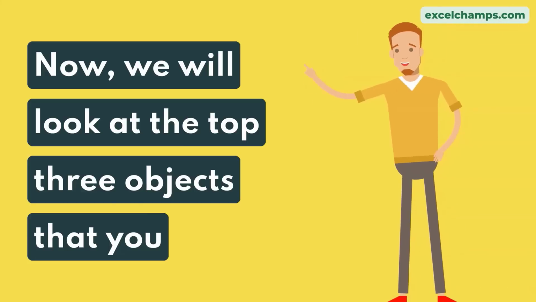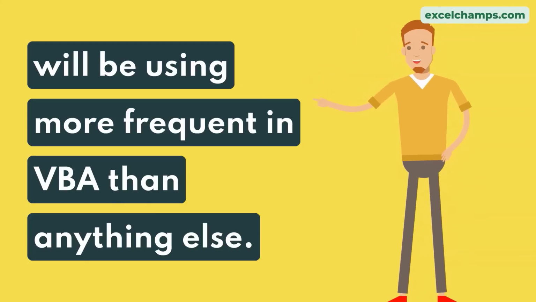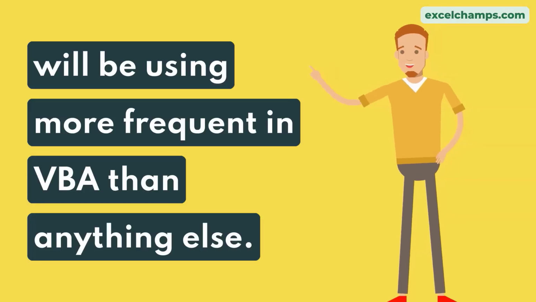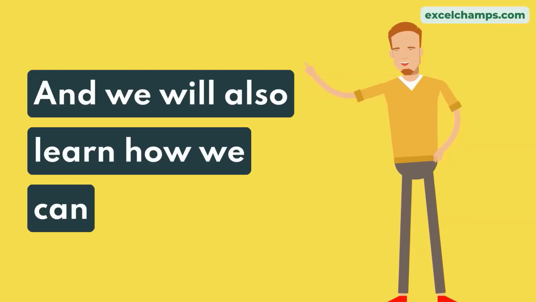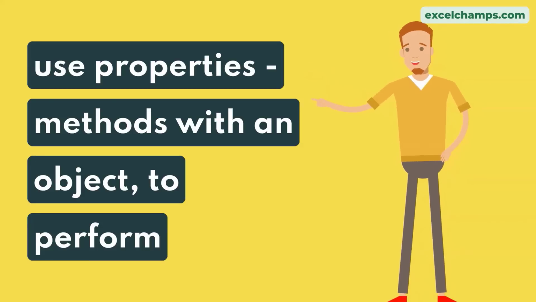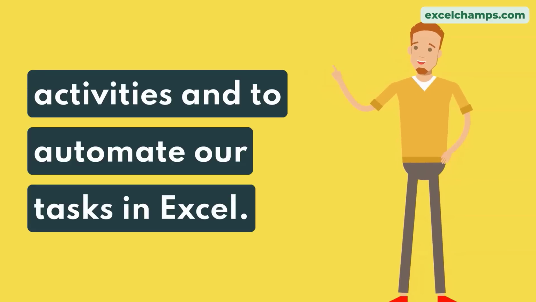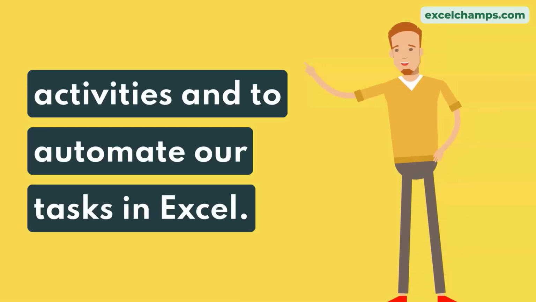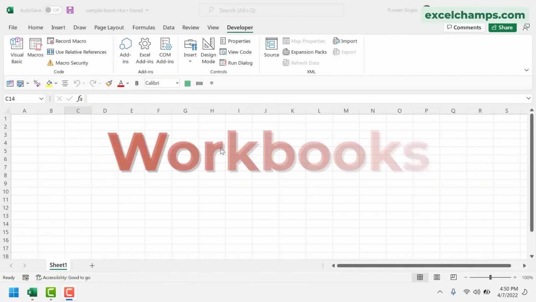Now we will look at the top 3 objects that you will be using more frequently in VBA than anything else. And we will also learn how we can use properties and methods with an object to perform activities and to automate our tasks in Excel. Alright, so let's try to use the Workbooks object.